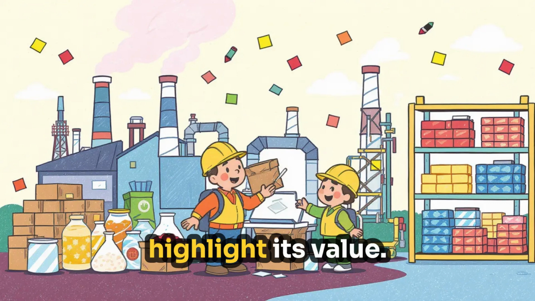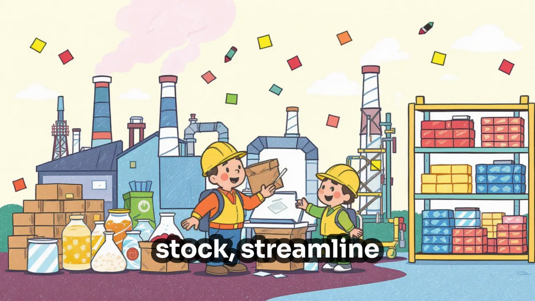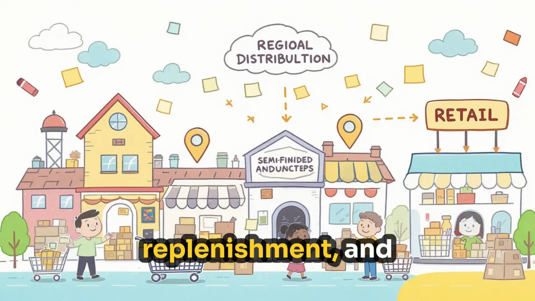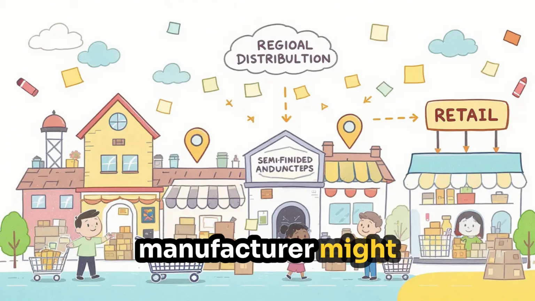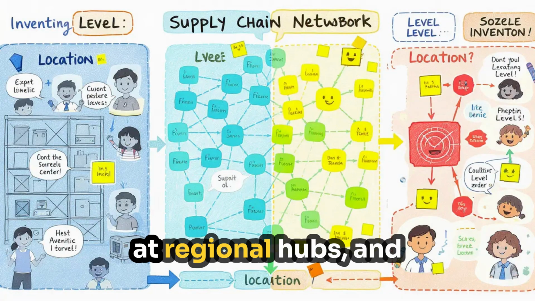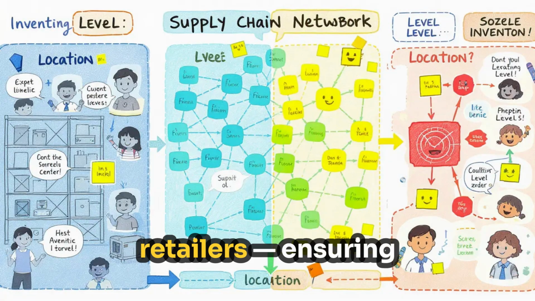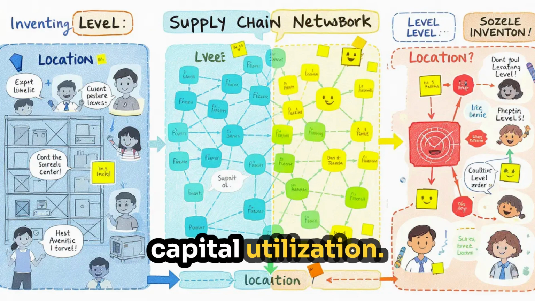Real-world examples highlight its value. Leading global companies use MIO to reduce excess stock, streamline replenishment, and enhance customer experience. For instance, a manufacturer might use MIO to balance raw materials at plants, semi-finished goods at regional hubs, and finished products at retailers, ensuring smooth operations and efficient capital utilization.